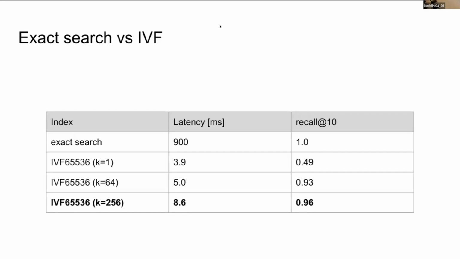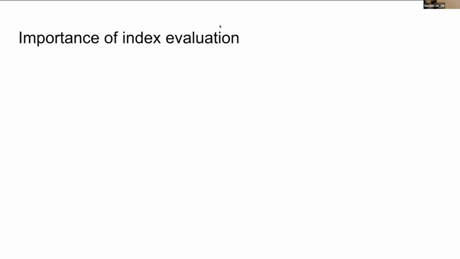But when we increase the number of centroids, which is the hyperparameter k, we can see that this is the knob I was talking about. We can make the search longer, have it higher latency, but it will provide better recall. So the sweet spot here is around 256 centroids, where the latency is less than 10 milliseconds and the recall is almost perfect.